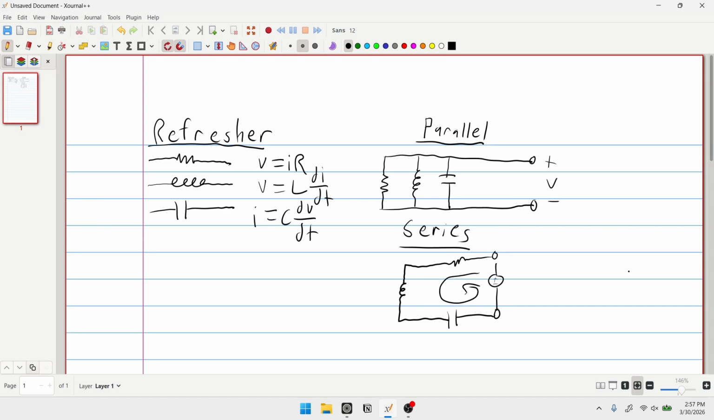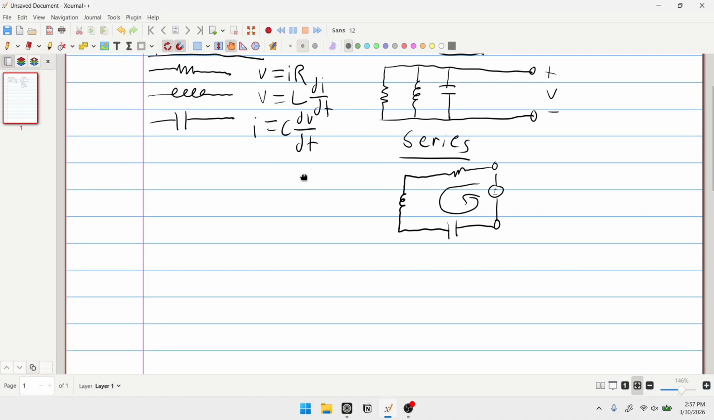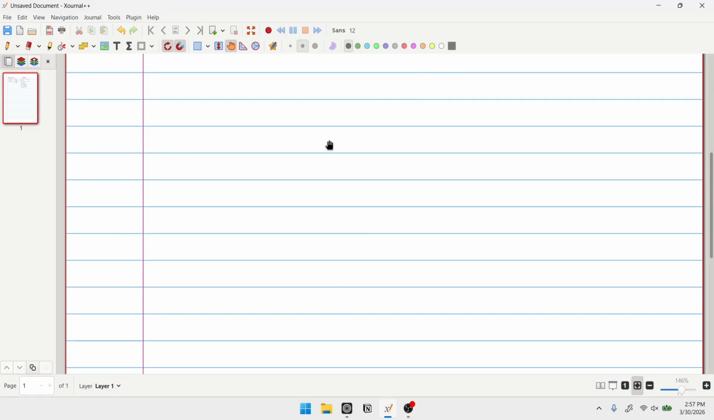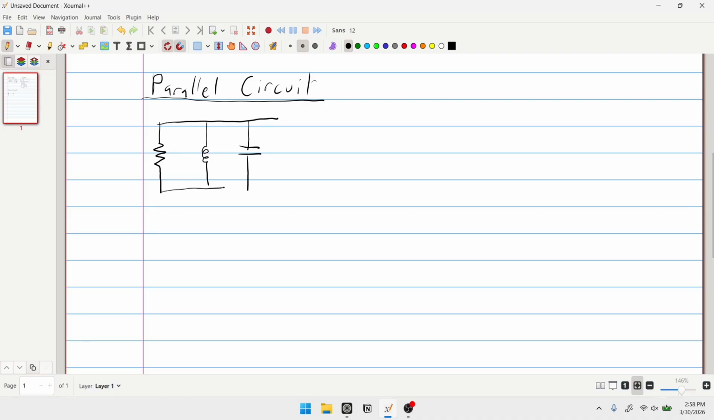So now that we've gotten that out of the way, let's move on to actual analysis. Or let's start with the characteristics of these circuits. So we have a parallel circuit. I'm going to redraw it, with the resistor R, L for inductor, and then C, capacitor. Okay, they all share the same nodes.